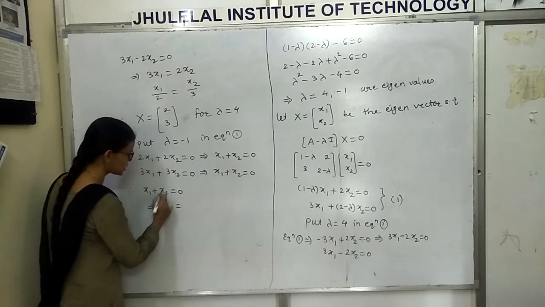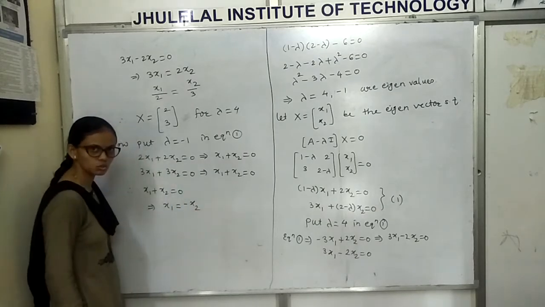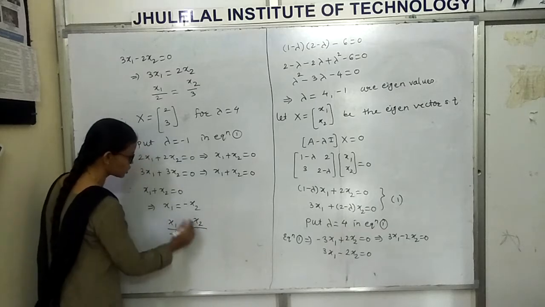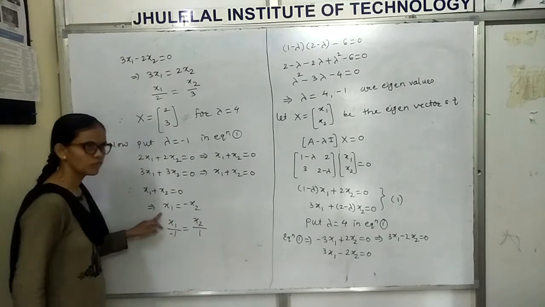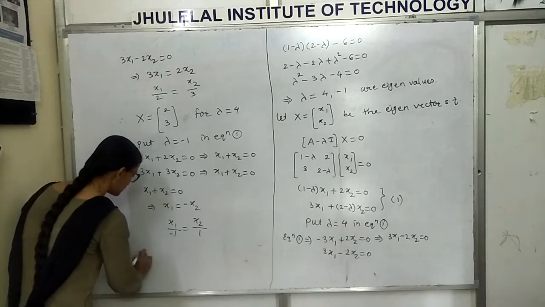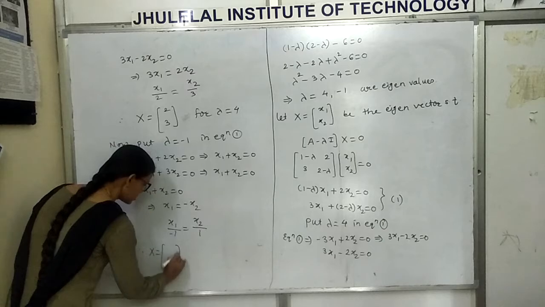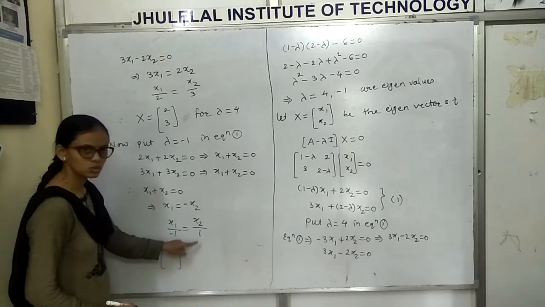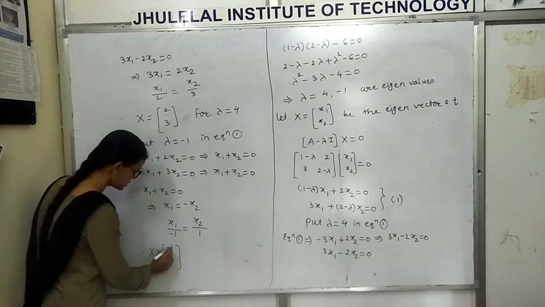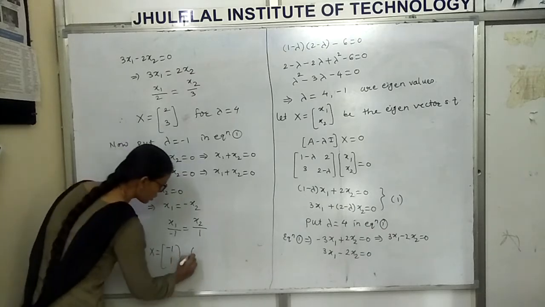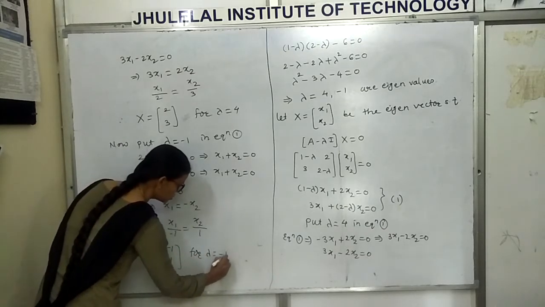Again shift this x2 to the other side, so here it will be minus x2. x1 is divided by the coefficient of x2 and x2 is divided by the coefficient of x1, that is, the value of x1 is minus 1 and the value of x2 is 1. So we got capital X as the vector. The value of x1 is -1 and the value of x2 is 1. So this is the vector -1 1. This is the vector we got for lambda equal to -1.